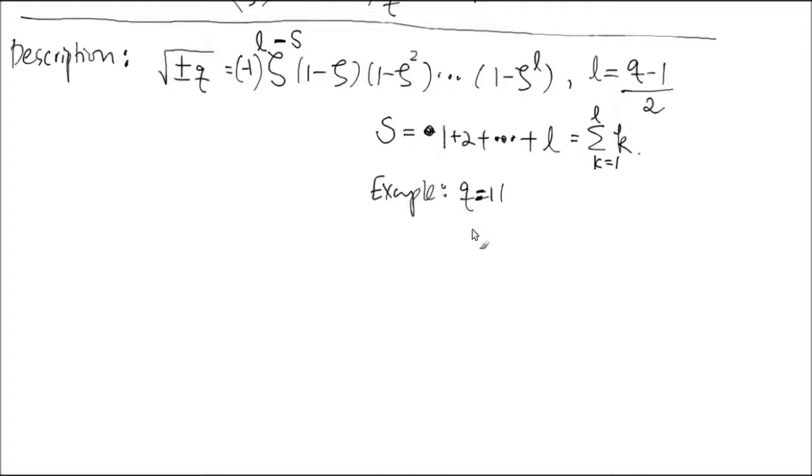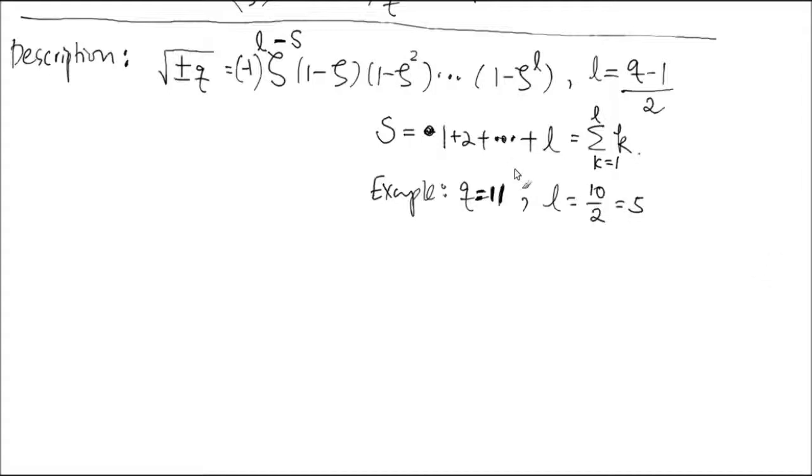With the example of q equals 11, this expression is independent of p, so what p is doesn't matter here. Let's just calculate L. L is 10 over 2, so it's 5 of them. So 1 through 10, half is 5. Does that make sense? All right.